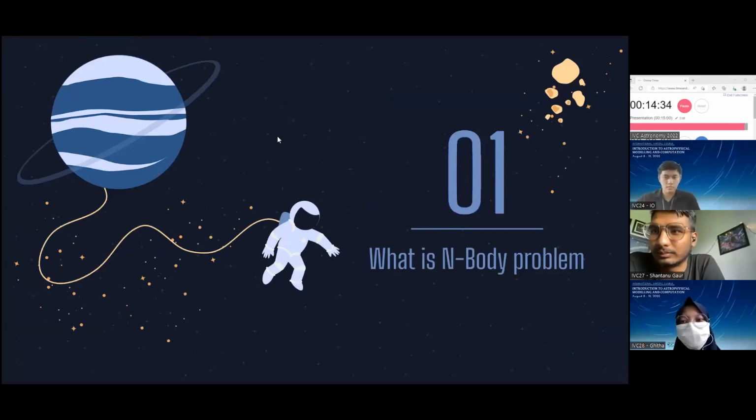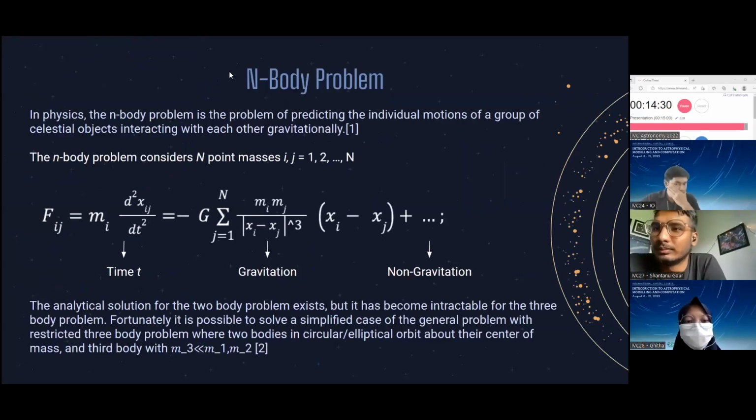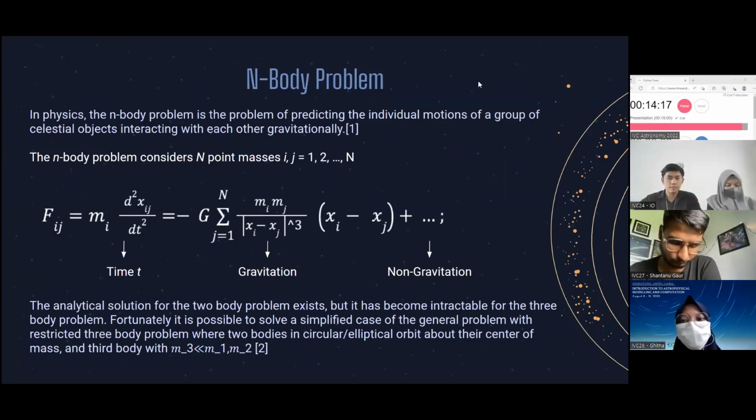First, I'm going to talk about the n-body problem. So what is the n-body problem? In physics, the n-body problem is the problem of predicting the individual motions of a group of celestial objects interacting with each other gravitationally. That is the general equation of the n-body problem, where the first part of the equation is the time term, where we can find the time variable for the second derivative of position, and the second part is the gravitation term with the non-gravitation term.